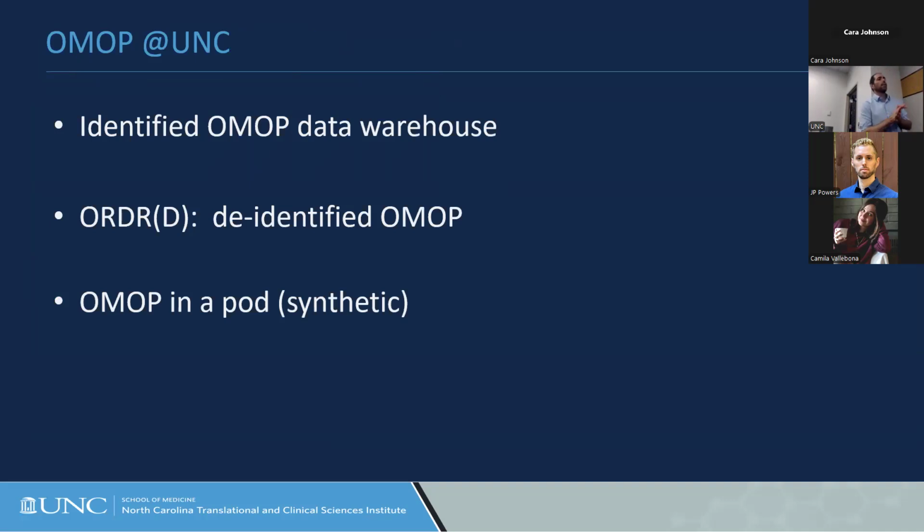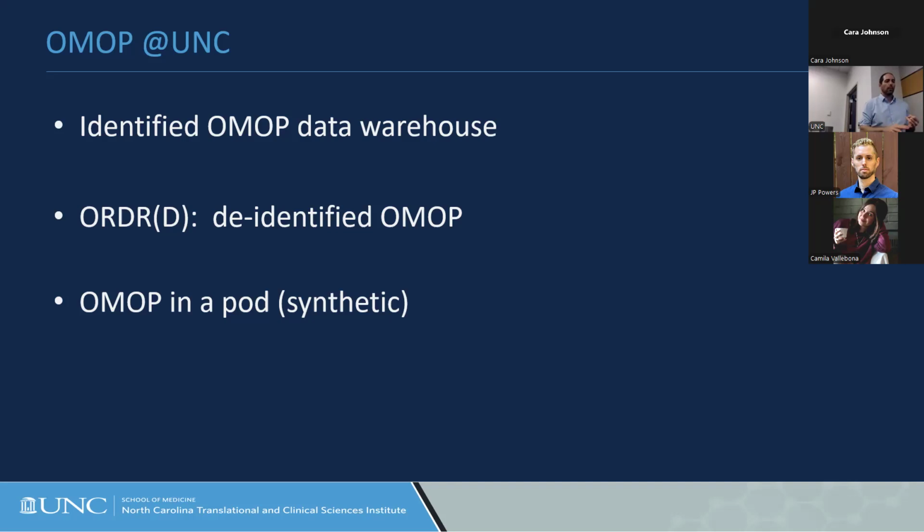And so now is the final part. I just want to make you aware of various tools and resources we have for OMOP at UNC. I would say at UNC specifically, we have three major resources. We actually have our identified OMOP data warehouse.